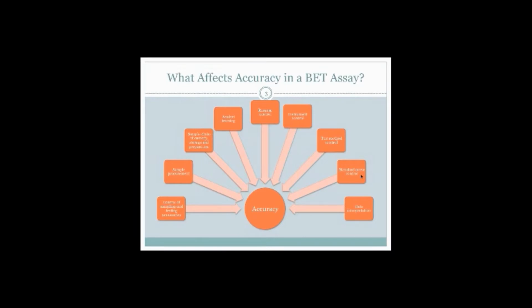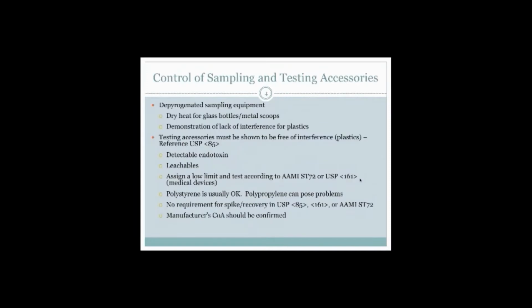It starts at the beginning with the control of sampling and testing accessories, goes through sample procurement, chain of custody, training of the analyst, the reagent itself, the instrumentation, the test method, in terms of a quantitative test, the standard curve, and ultimately the data interpretation. So let's go through those.